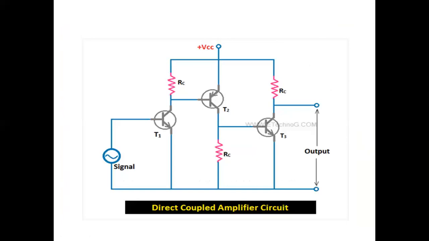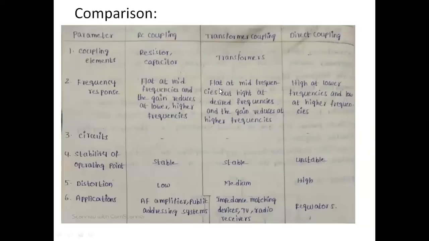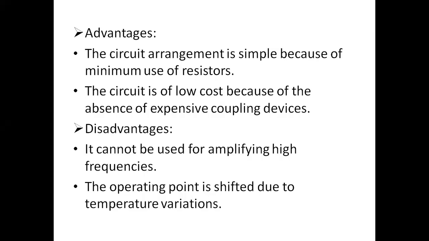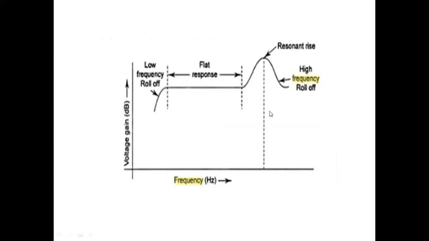Whereas transformer coupling gives a flat response at mid frequencies, but we can have some high gain at desired frequencies, and the gain reduces at higher frequencies. If you observe the figure, we can have some flat response at mid frequencies, and we can have some higher gain at some particular frequencies. At some selective frequencies, the gain is high. So this is the frequency response of transformer coupling.